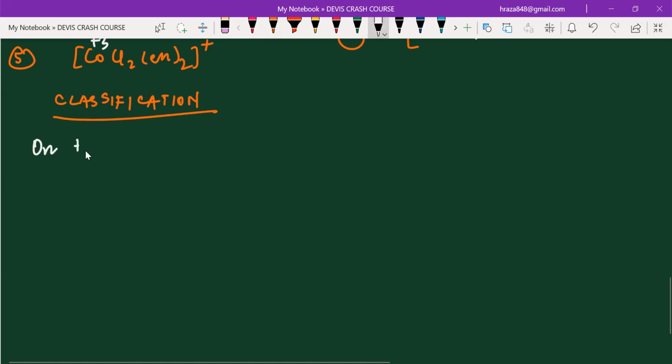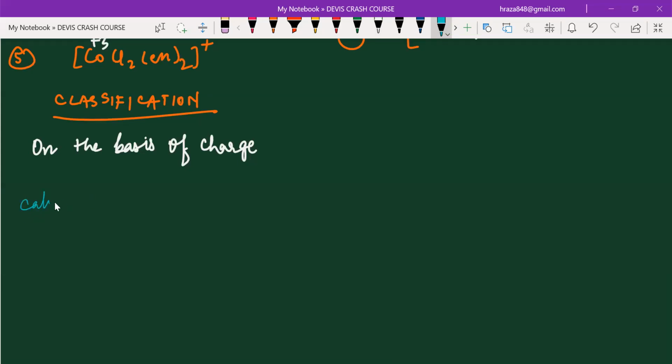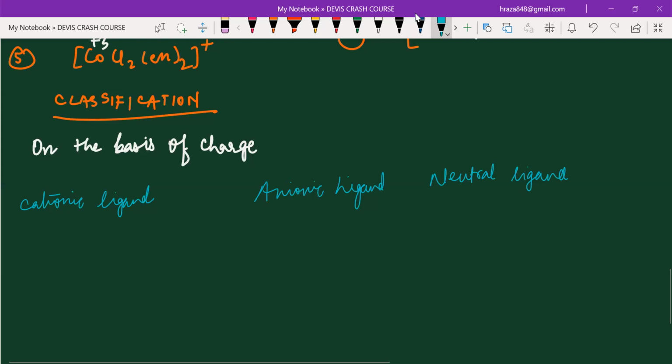The first one is on the basis of charge. On the basis of charge, we are going to classify it. As you can see, there are three types of charge. We can say cationic ligand, anionic ligand, and the one which does not have any charge is the neutral ligand. Are you getting my point? As you have seen during the oxidation of the central atom, you have some ligands which do not have charge.